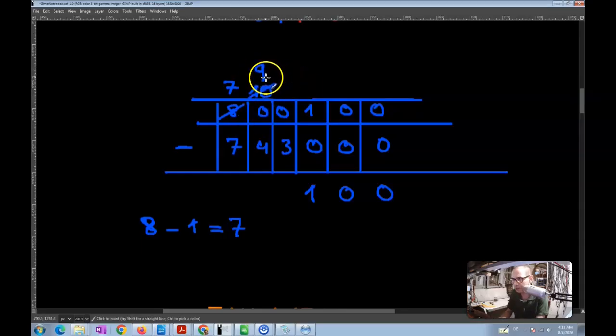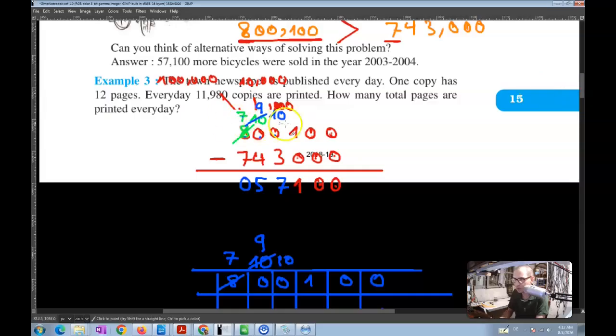And then the one group that I borrowed from here, I will have to bring to this place value. And when that 1 comes over there, it becomes a 10. So I write a 10 over here, a 9, and a 7. So it's exactly what I wrote over here. But here, of course, I did this based on the values of the different place values and based on my own reasoning.